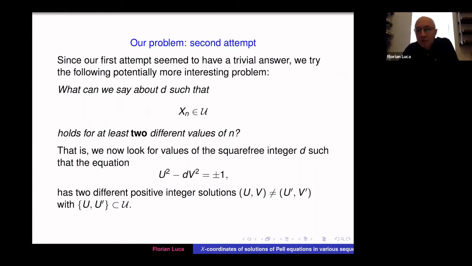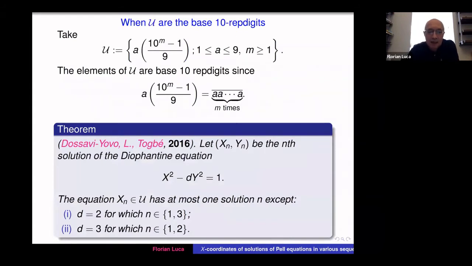That is, now I'm looking for square free integers D. I generate the sequence of x, y solutions to the Pell equation x squared minus dy squared equal plus minus 1. And as I go along the x's, I'm trying to find at least two of my favorite numbers. And I ask, is that possible? And what do I get? And it turns out that now the problem becomes actually interesting.